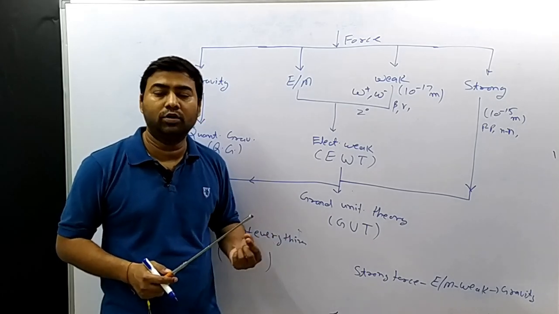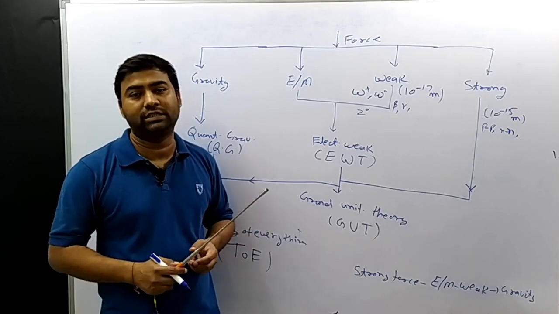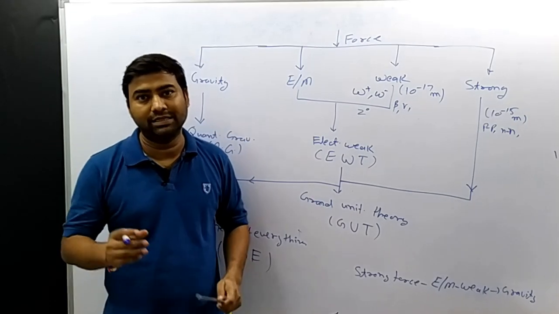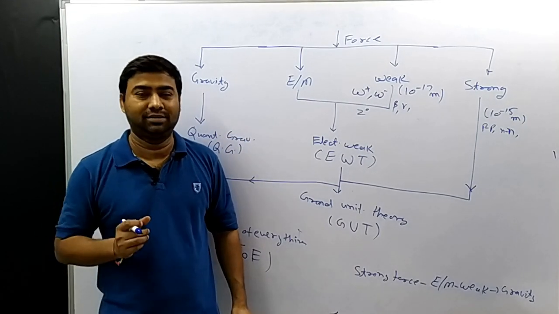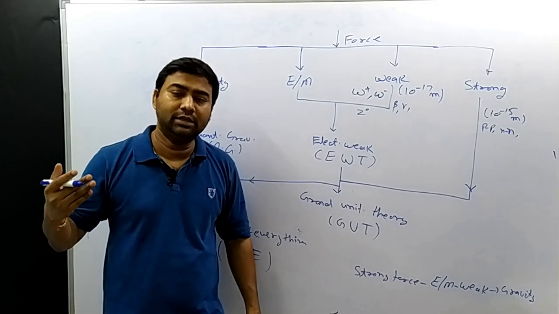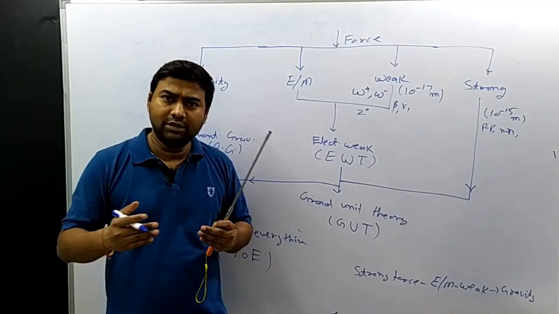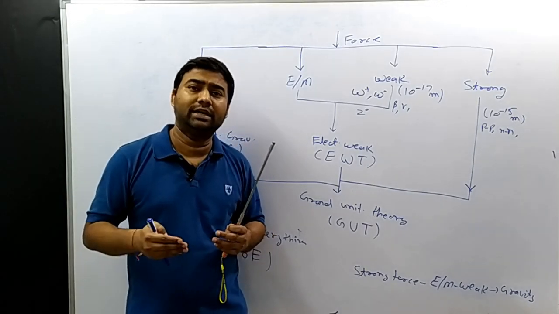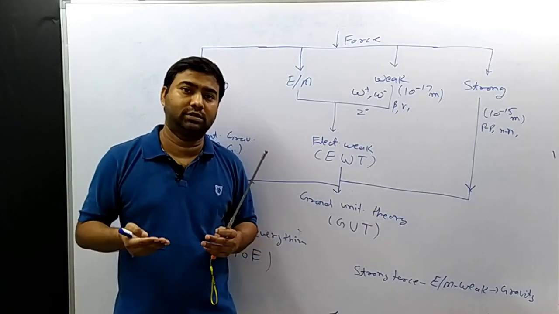They act within a very small distance. That is 10 to the power minus 15 meter, which is the size of a proton. So it's a very short-range force, and they are created by the interaction of gluons.